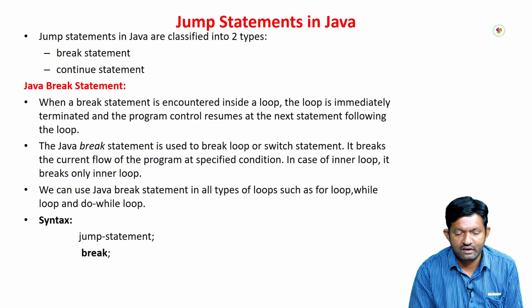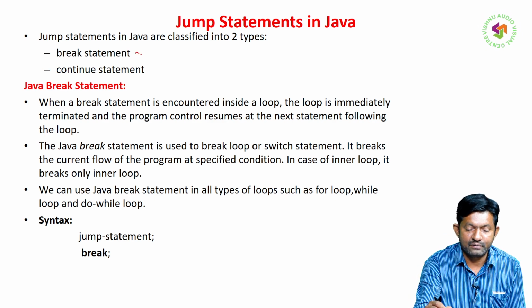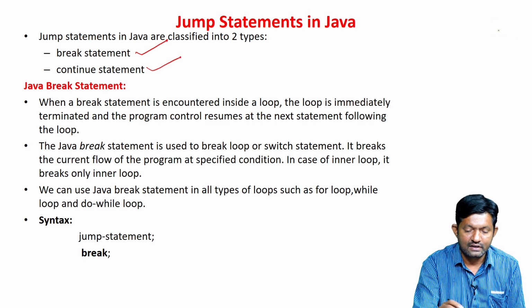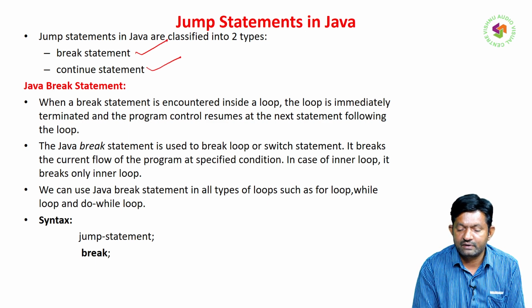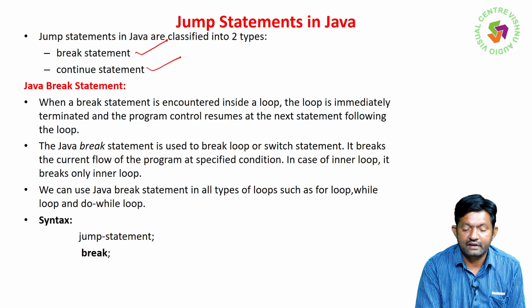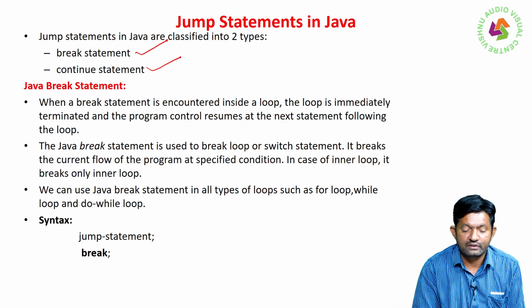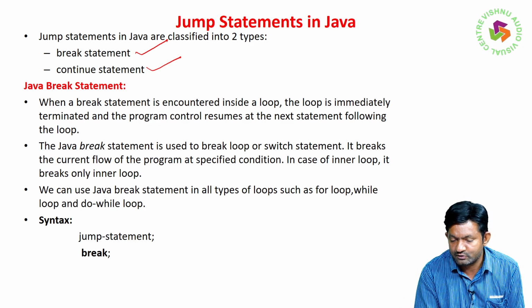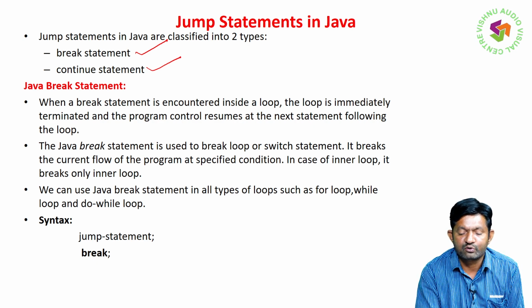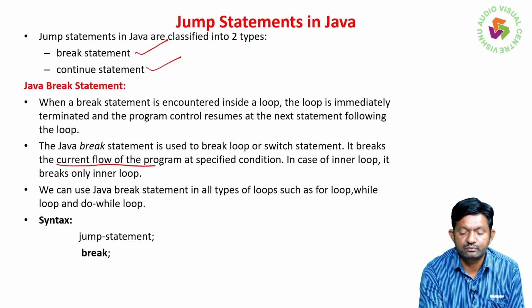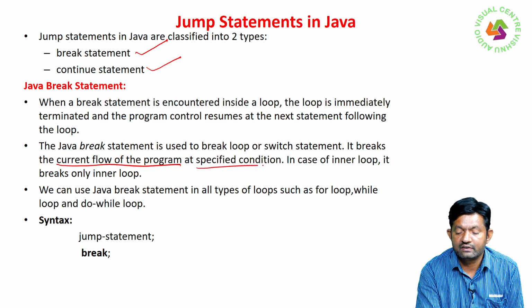Jump statements in Java are classified into two types: break statement and continue statement. Java break statement: when a break statement is encountered inside a loop, the loop is immediately terminated and the program control resumes at the next statement following the loop. The Java break statement is used to break the loop or switch statement. It breaks the current flow of the program at the specified condition.